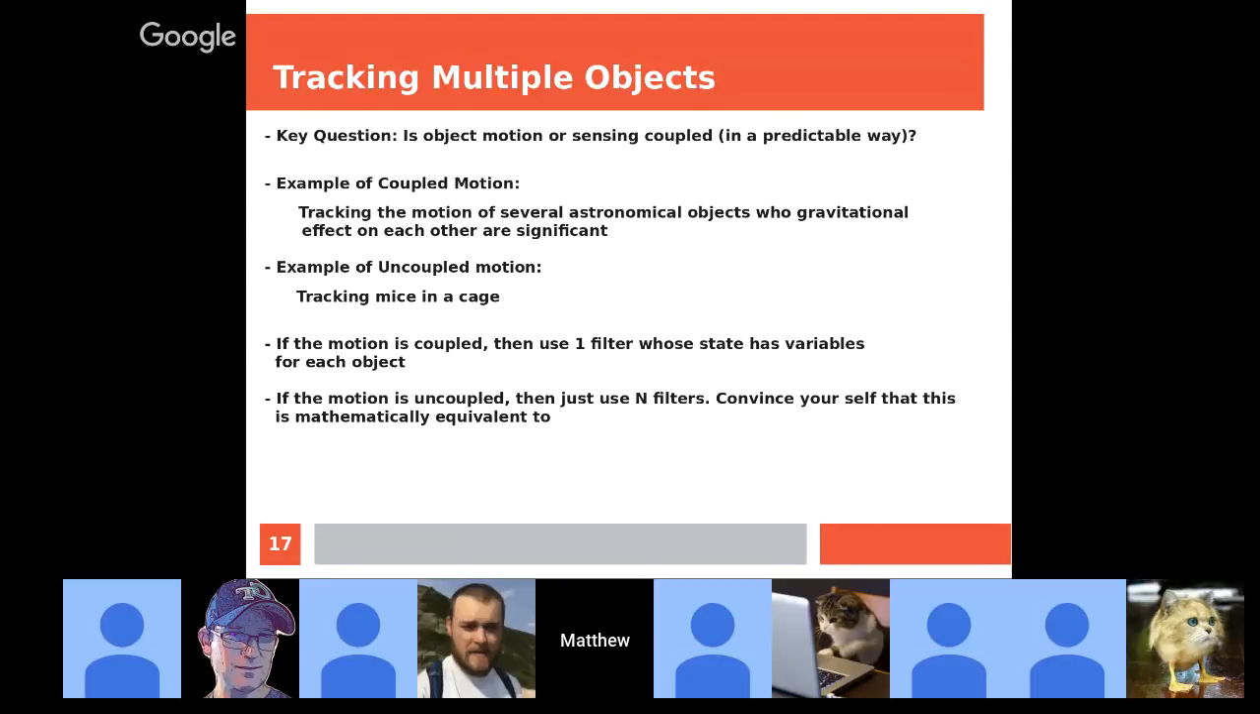And I don't make this recommendation lightly. I make it because this is mathematically equivalent to using one filter whose state has all these variables and an uncoupled motion model. Gosh, this slide is a bit of a mess. I left out the last bit of that sentence, but it's mathematically equivalent to having one filter whose state has variables for each object with an uncoupled motion model. So just use n filters. It's much cleaner and it's good object-oriented programming practice.